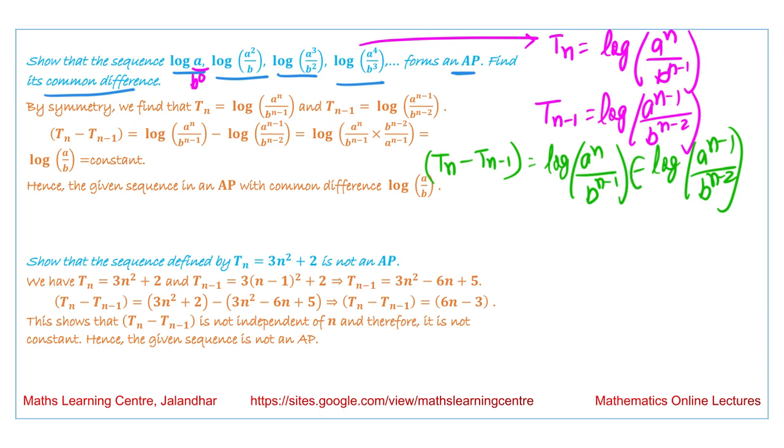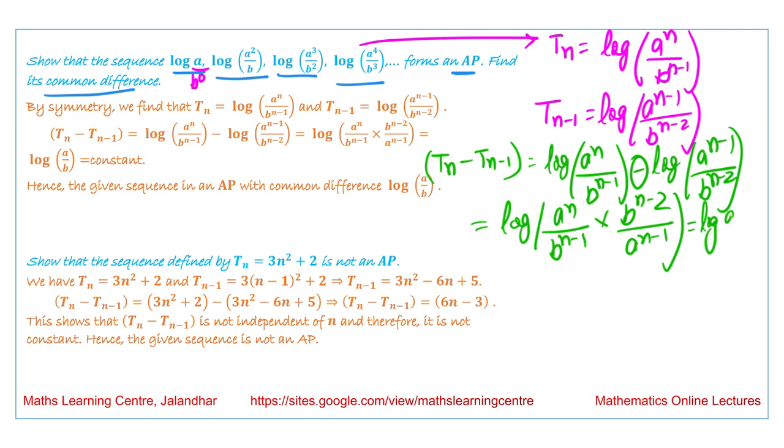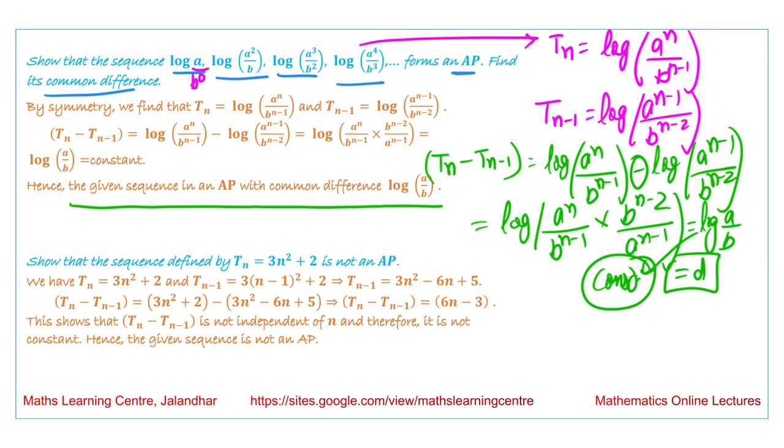There is a minus sign between these two, so the answer we get is log of a^n over b^n minus 1 into b^(n-2) over a^(n-1), and that is equal to log of a by b, and this is equal to d because it is a constant number independent of n. So we are saying that the given sequence is an AP with common difference log of a by b.